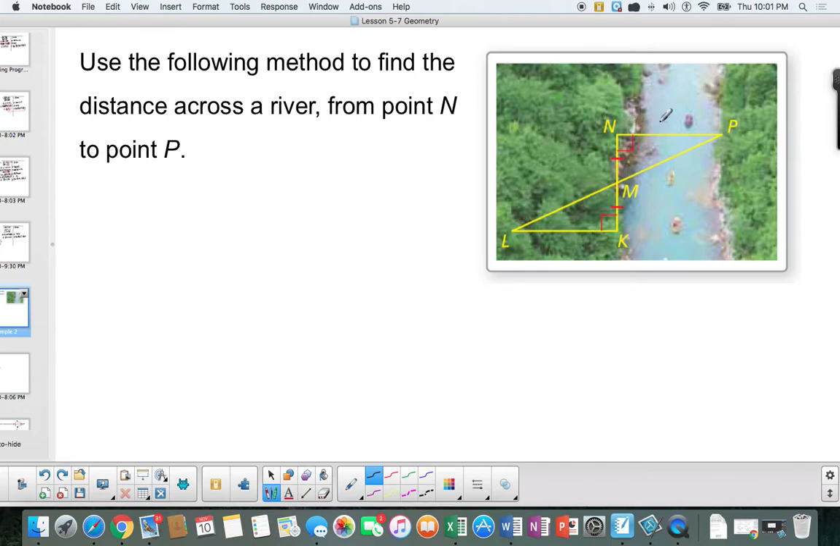A surveyor wants to figure out how wide the river is and doesn't want to take a measuring tape from one end of the river to the other. And so we'll place some stakes here. We'll place a stake at N. We'll place a stake right here and then make another distance that's exactly the same right here. And then we'll make a right angle and go off until they can make a straight line right here, so that all of these are collinear. So a surveyor will do that.